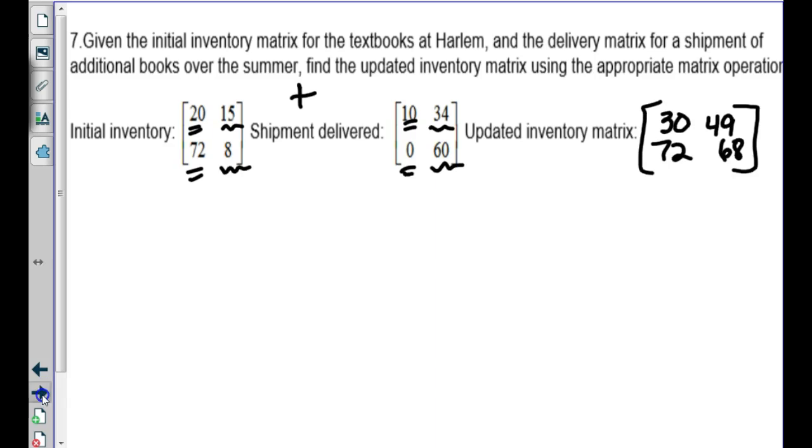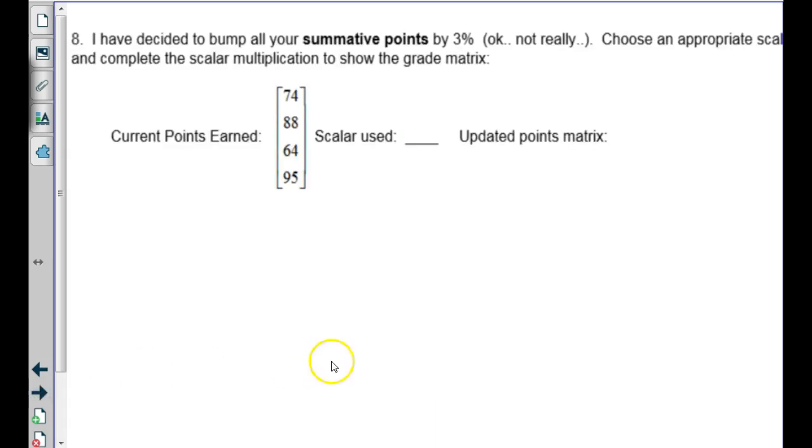All right. Number 8 is called multiplying by a scalar. It says, I've decided to bump all your summative points by 3%. Okay, not really. Choose an appropriate scalar and complete the scalar multiplication to show the updated grade matrix. It's not 0.03. Okay, if I multiply by 0.03, the numbers will be very small, right? Is that what your new grade is?